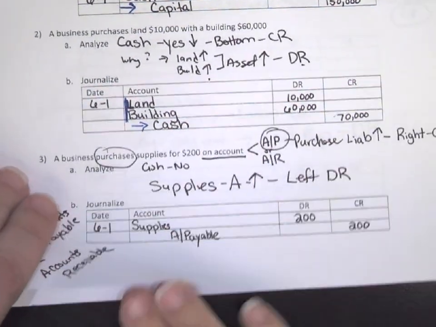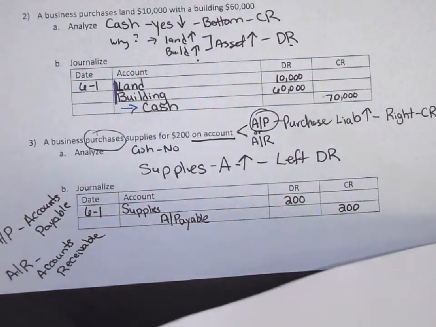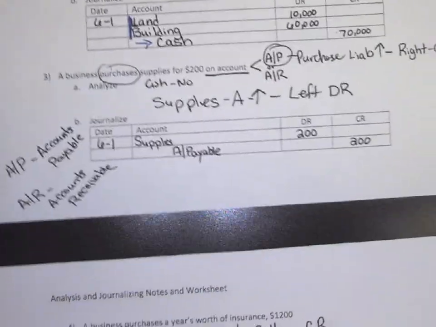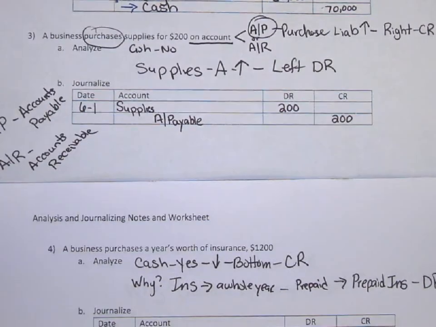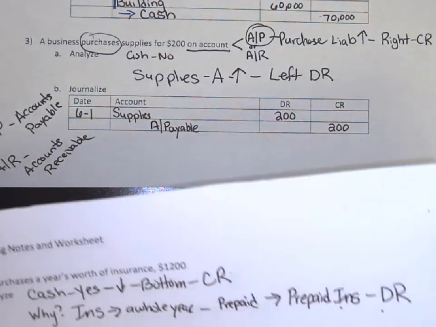So then we get to our next entry. And when we look at our next entry here, we see that we have cash as our credit and prepaid insurance would be our debit.